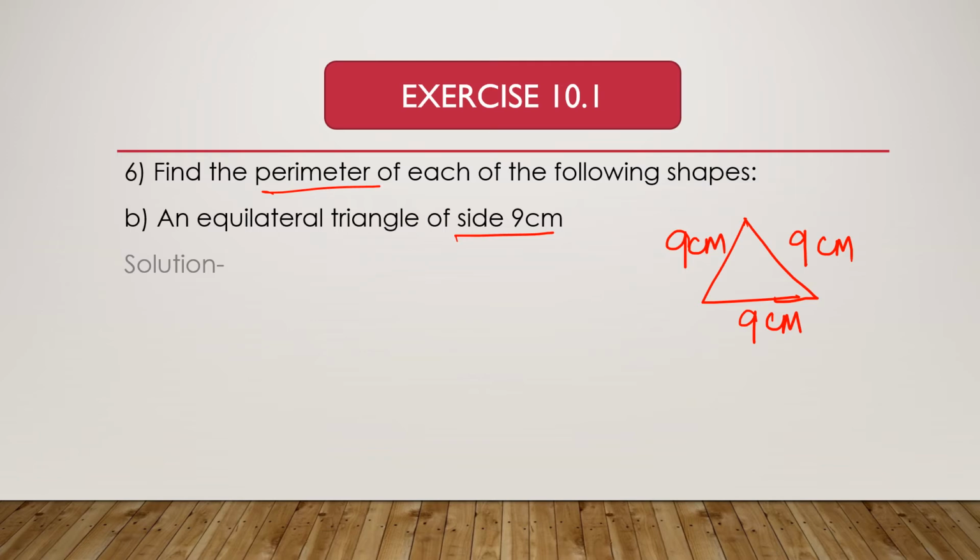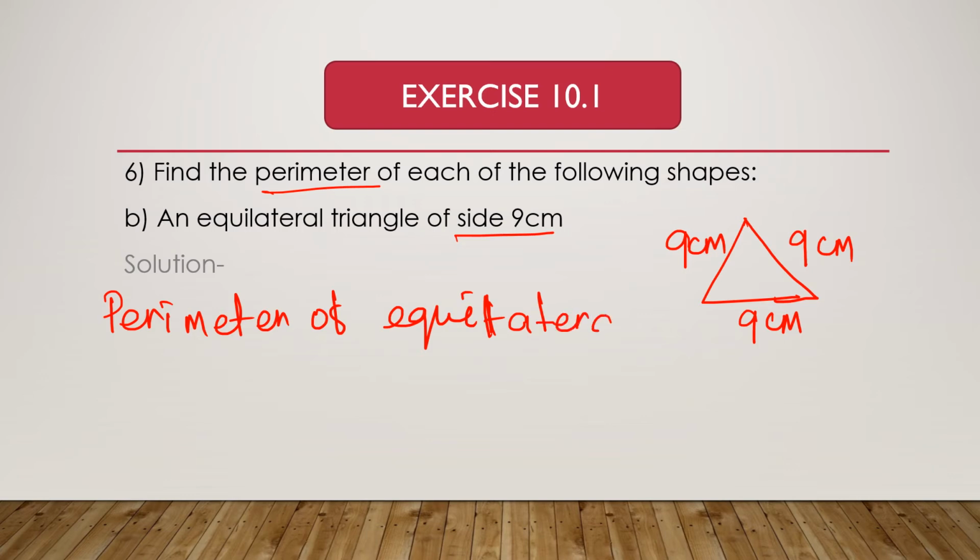3 sides are equal. So perimeter of equilateral triangle is 3 multiplied with length of the side.